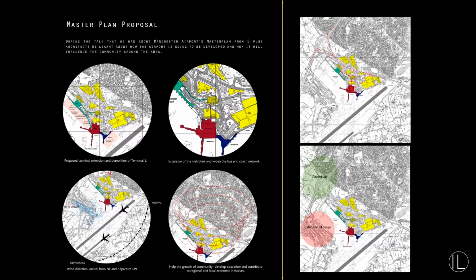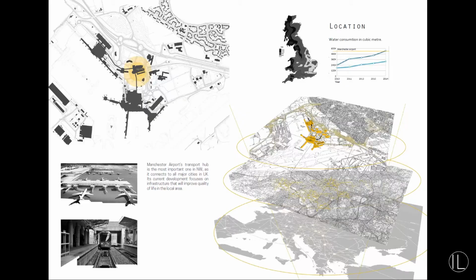On the next page, I'm looking at the master plan proposal. It's a good idea, what I was trying to show, but the diagrams aren't too explicit. The visual and the interpretation of them could have been better. Okay. Next page, location and site analysis.